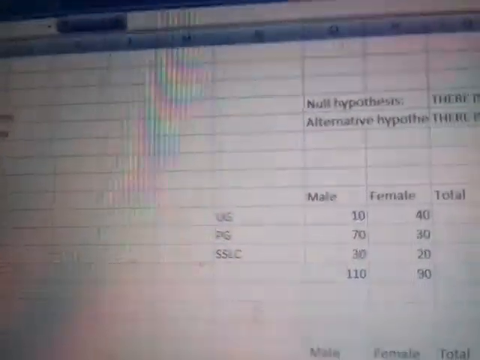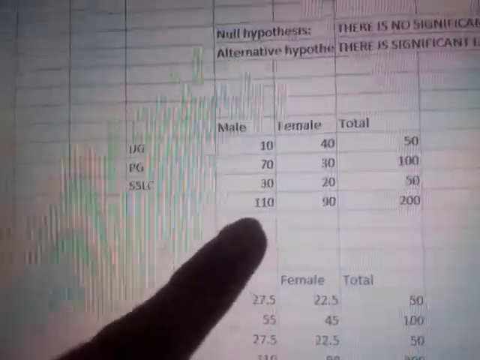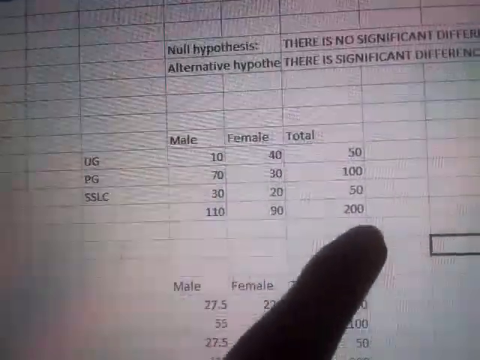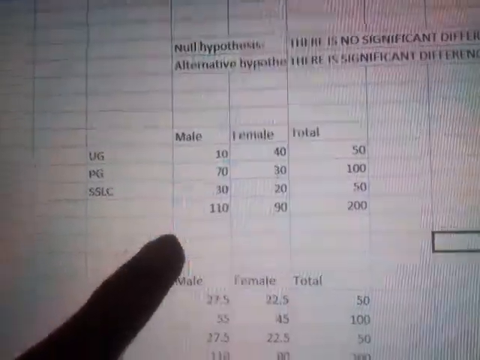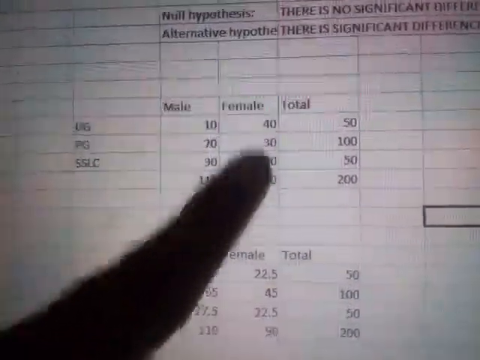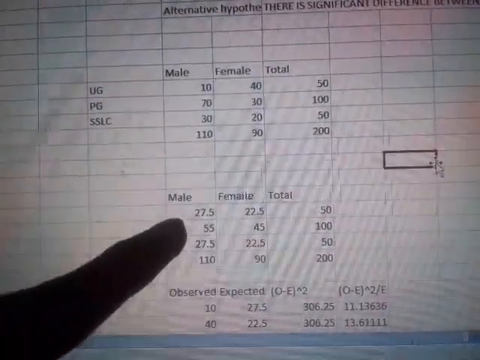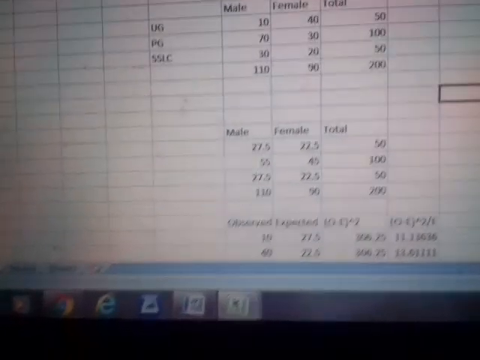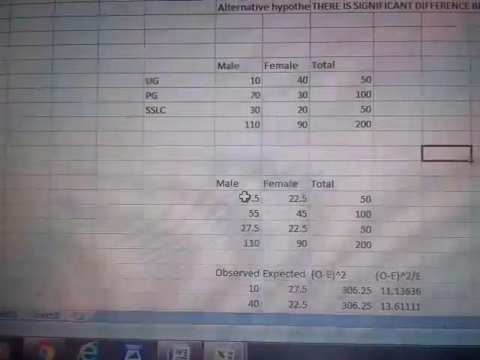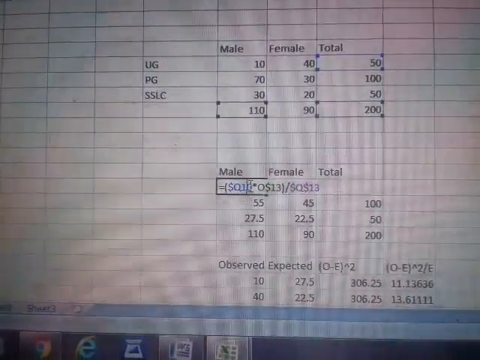This is the data I collected with the help of a questionnaire. The total number of respondents is 200. I put it in a table format, 3 rows and 2 columns. This data is called observed data. Here, the same dollar symbol formula I mentioned, with the help of that same formula, I have taken the expected value.